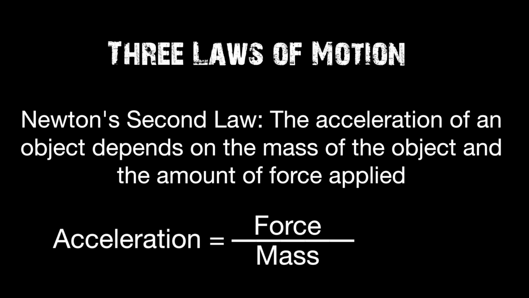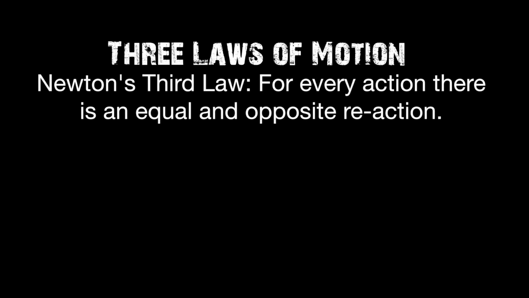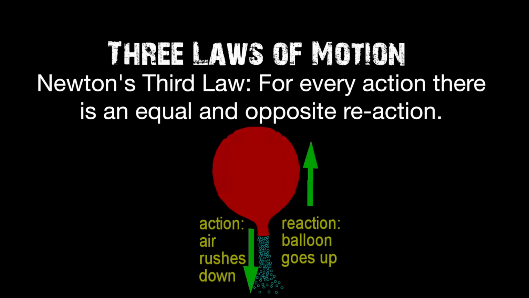Newton's second law of motion states the acceleration of an object depends on the mass of the object and the amount of force applied. So acceleration is equal to the force over the mass. Newton's third law of motion states that for every action there is an equal and opposite reaction. You can see an example below.